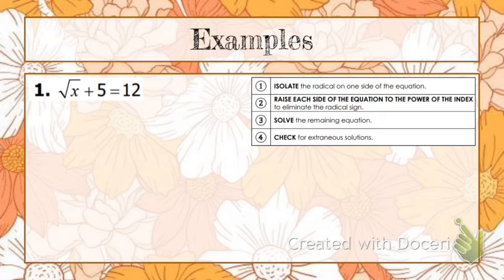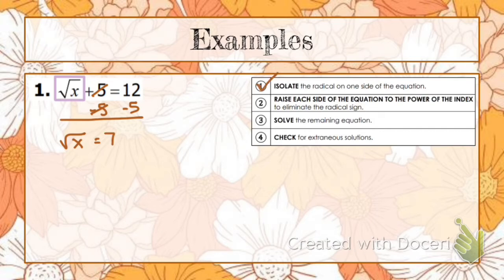All right, so let's just dive right in. The steps tell us to isolate the radical on one side of the equation. The radical is only what is under the radical symbol. Everything else has got to go. It's all got to be moved to the other side. So we want to subtract 5 from both sides. And that's going to leave us with the square root of x equals, because these will cancel, 7.